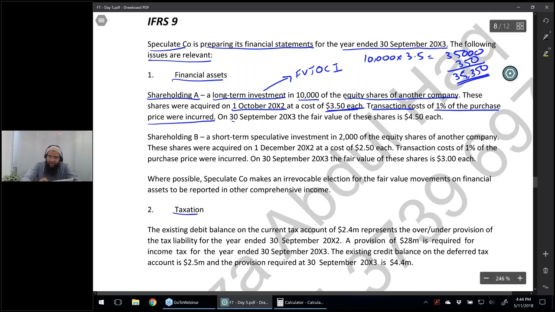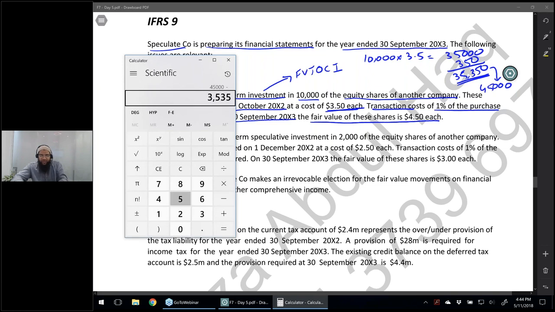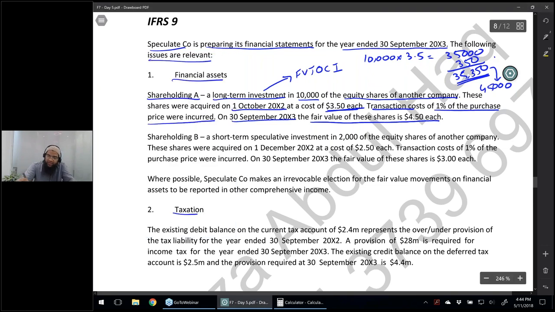On 30th September 20x3, the fair value of these shares was 4.5, which means 45,000. So the value has increased by 45,000 minus 35,350, which is going to be 9,650. So 9,650 is actually the gain on the investment, and this 9,650 should be taken to the OCI. Are you getting this calculation?